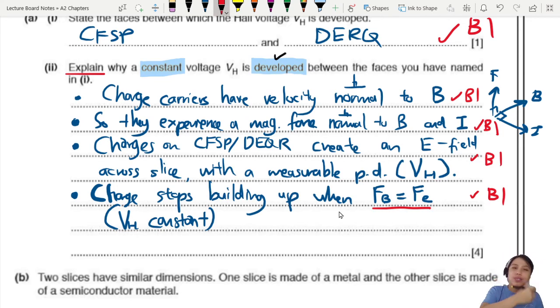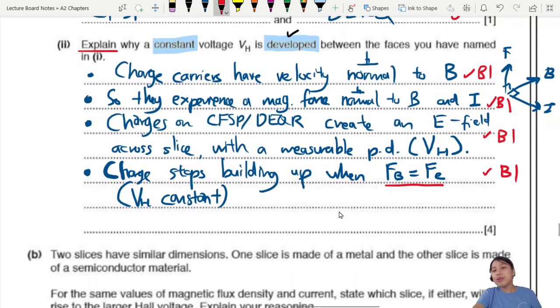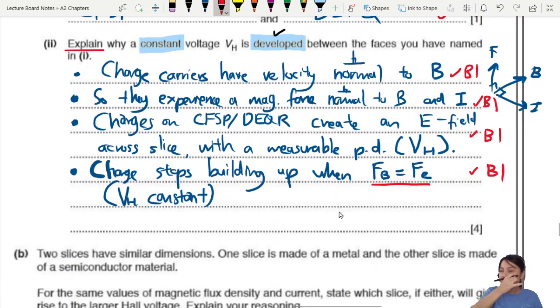4 marks. Wow, this one, if you look at the error report, Cambridge has a lot to say about this. So I encourage you to go read it. I'm not going to put it here.